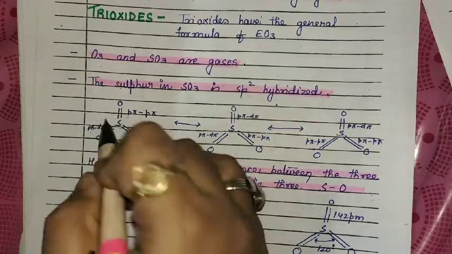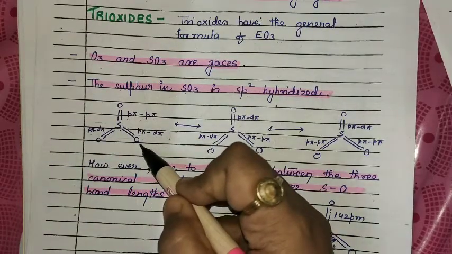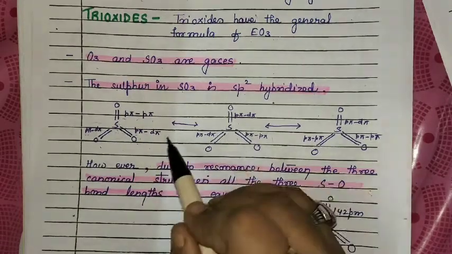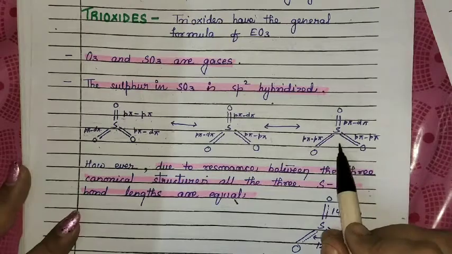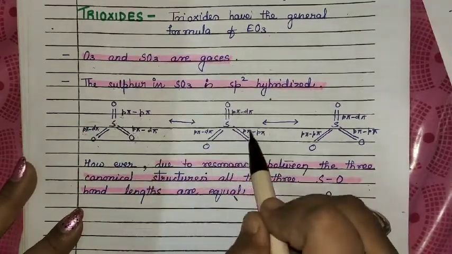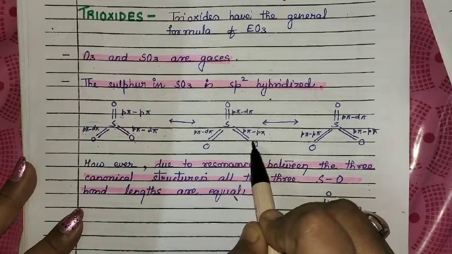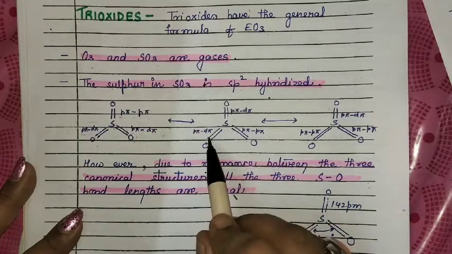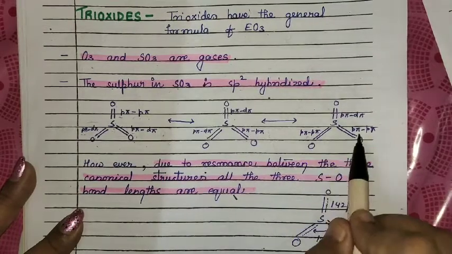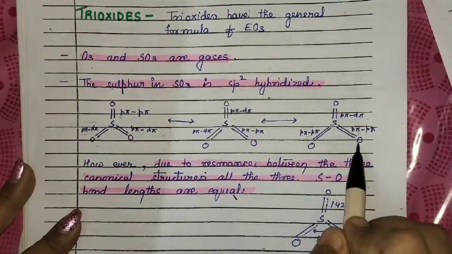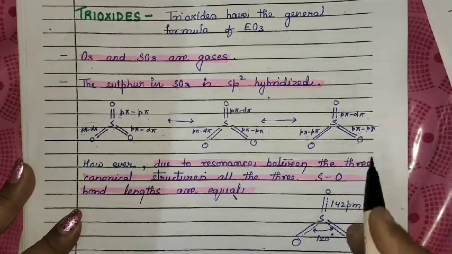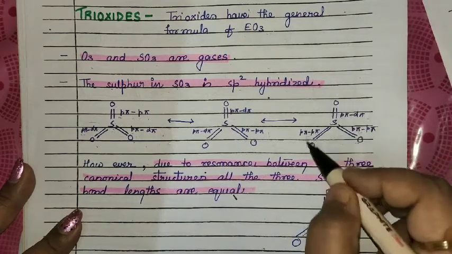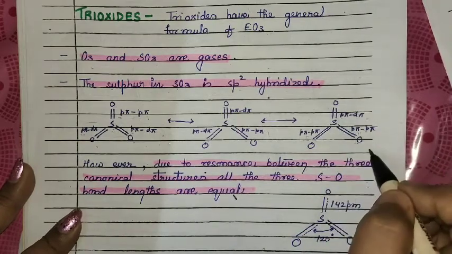Sulfur has d orbitals, although oxygen doesn't have d orbitals in its valence shell, so p-pi-d-pi bond is possible. Here the resonating canonical structures are there, so the bond is moving. Now this particular bond has p-pi and these two p-pi-d-pi, and then again there is a movement. Now from here to here this bond will become p-pi and these two bonds will become p-pi-d-pi bonds. Due to this resonance, the bond length of sulfur oxygen for all three bonds is equal.